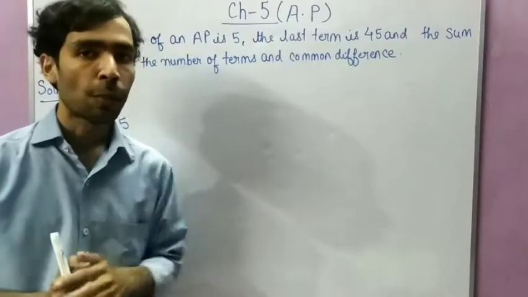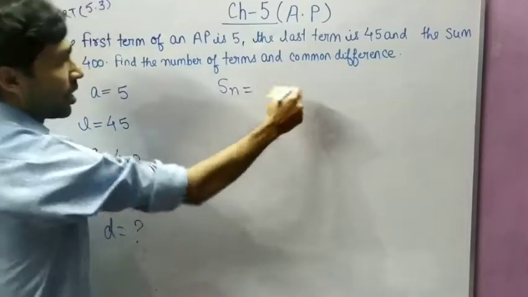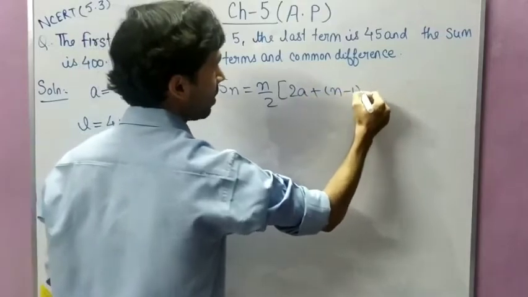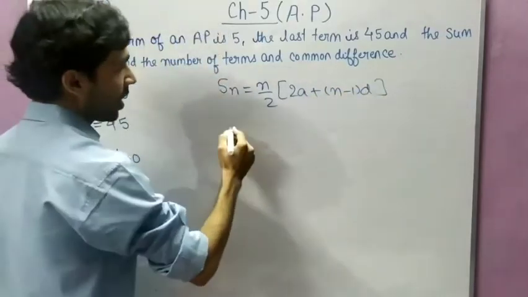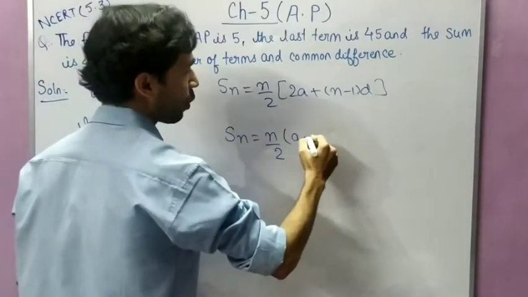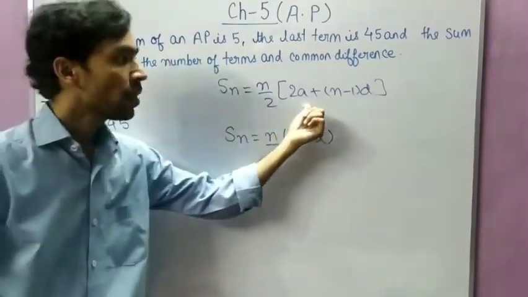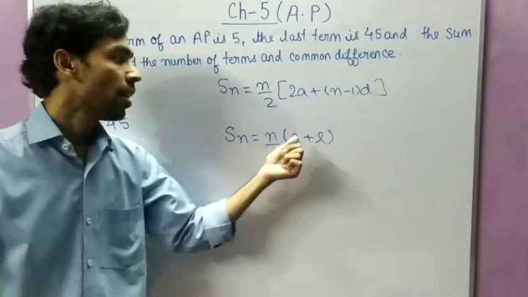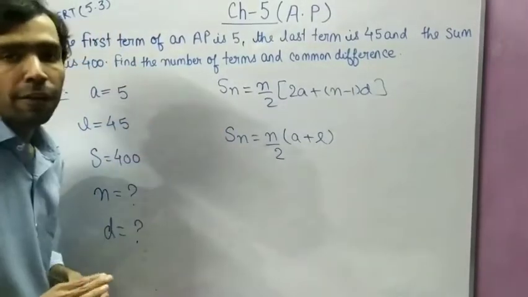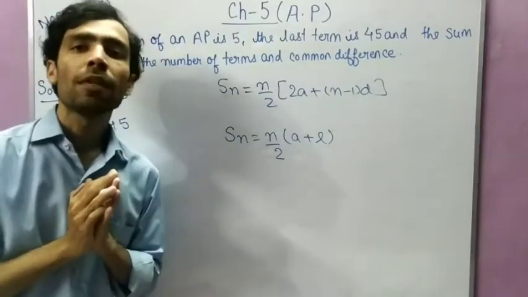So I told you two formulas of sum. I have told the formula of Sn, that is n by 2 in bracket 2a plus (n minus 1)d. This is the first formula, and in terms of a and l, this is the second formula. Both our formulas are the same, but this formula is in a and d, and this formula is in a and l. a and l means first and last term. So these two formulas we know of sum of first n terms, but the problem is that we don't know which formula we are going to use.